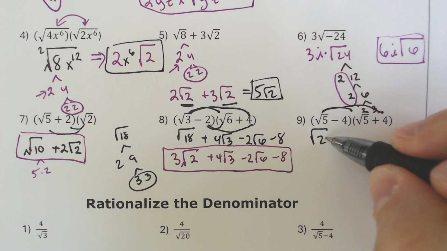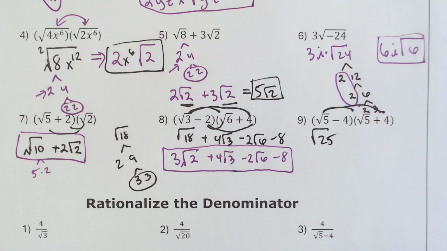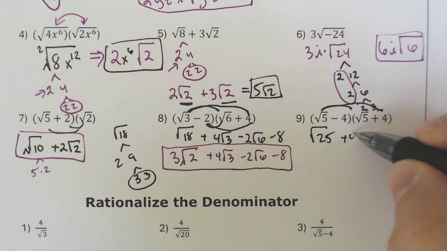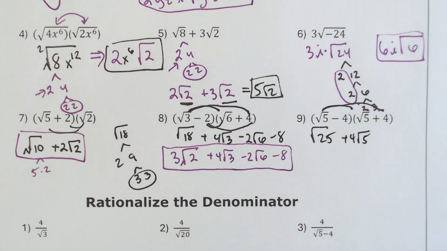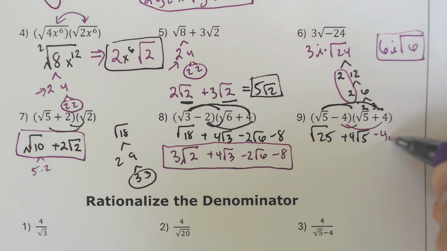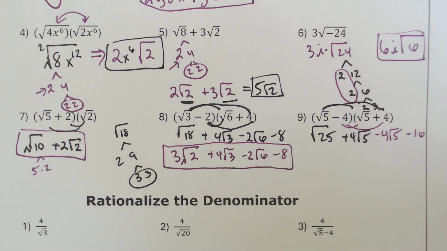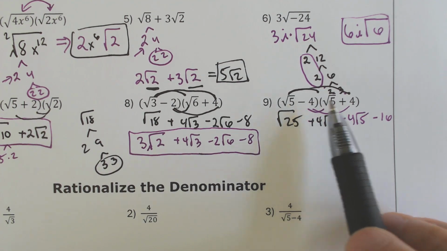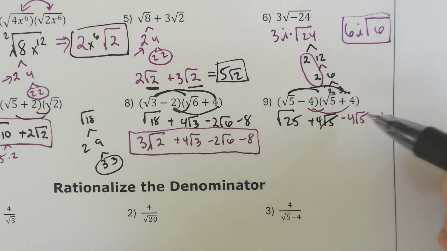You get square root of 25, which is just 5. All right? And then square root of 5 times 4 ends up being positive 4 square root of 5. Then when we do the negative 4, you get negative 4 square root of 5 and negative 16. Well, with the conjugate, with this being one positive 4 and one negative 4, the middle part will cancel.